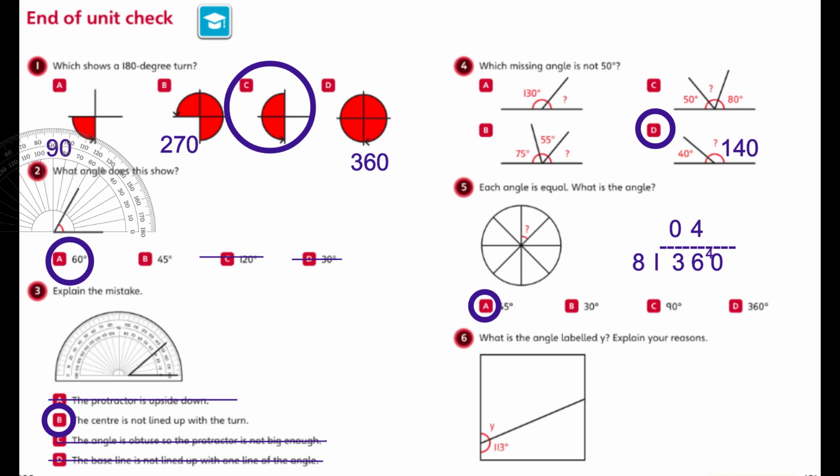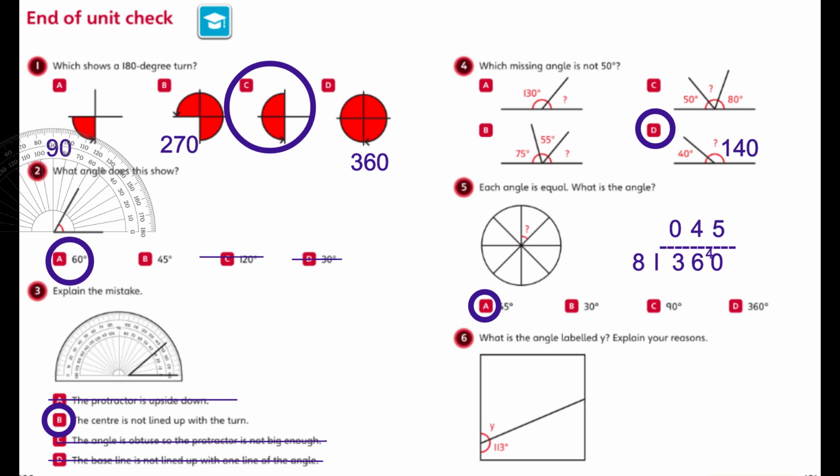How many times can 8 go into 40? 5 times. So we put a 5 up top, giving us our answer on top of 45. So each of those little angles is worth 45 degrees. You could double check that by adding up 45 8 times to see if it gives you the correct answer.